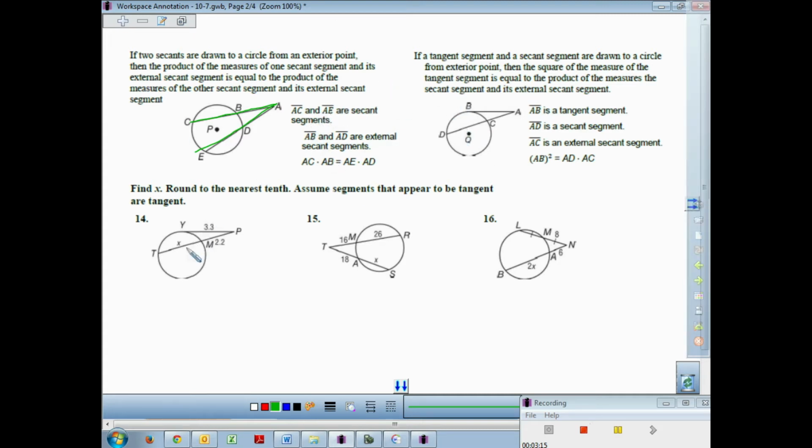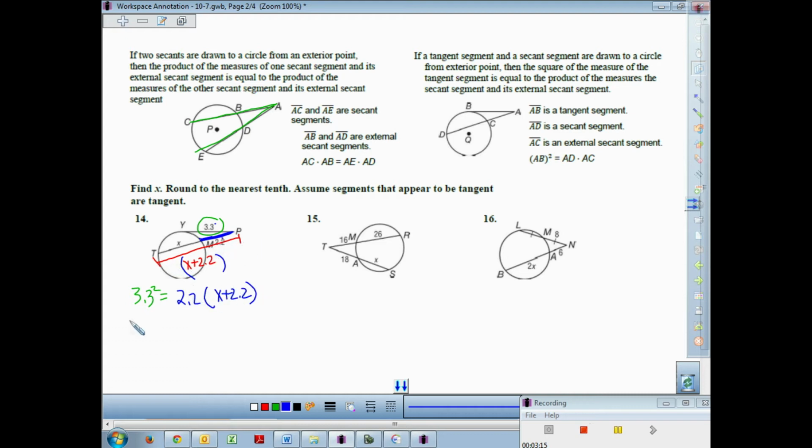If you have a tangent and a secant, you take this tangent and you square it and set it equal to the whole length. That's the secret to this. The whole length, which is x plus 2.2, times the outside part. This is the outside part, right? So it's the whole times the outside, so that'd be 2.2 times the quantity x plus 2.2. You have to group that. So it's this tangent squared equals the outside times the whole.